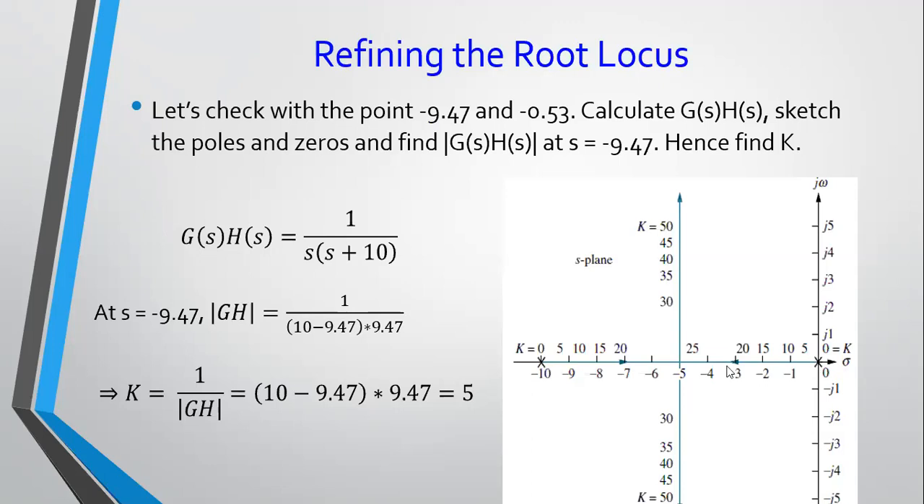Now, what did we say? If you want to evaluate the function GH at this point, in this case, you don't have any zeros. It's a 1 in the numerator, and in the denominator it's going to be the lengths of these vectors. So what's the length of the vector from -9.47 to -10? It's going to be 10 minus 9.47, a small length here. And what's the length of the vector from -9.47 to the origin? Just 9.47 itself. So you take the product of these two. This is the value of the function GH at this point -9.47.